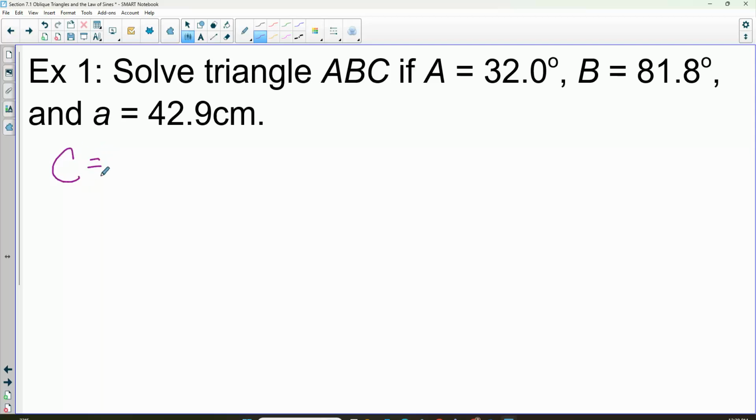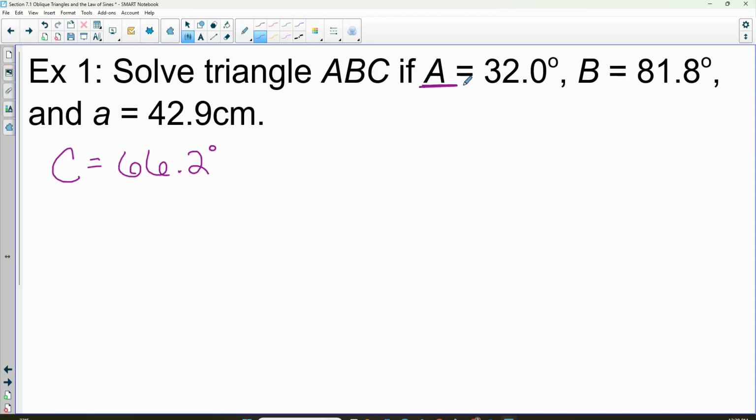Okay, the easiest thing to find is angle C. How would I do that? Add the two angles. Right. We know in any triangle the angles add up to 180, so you can do 180 minus both of those angles. So angle C is 66.2 degrees.